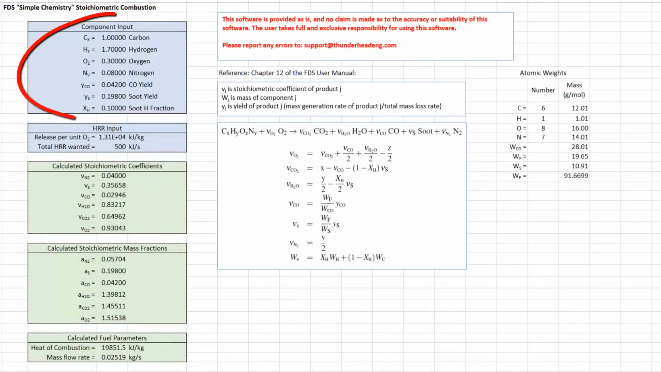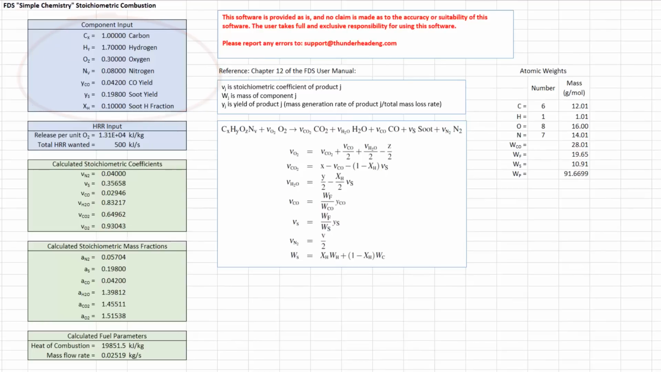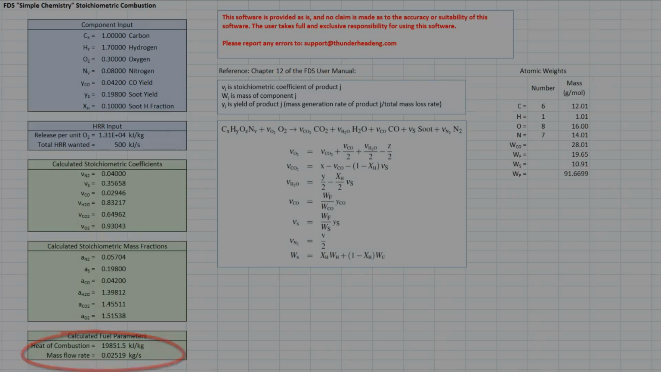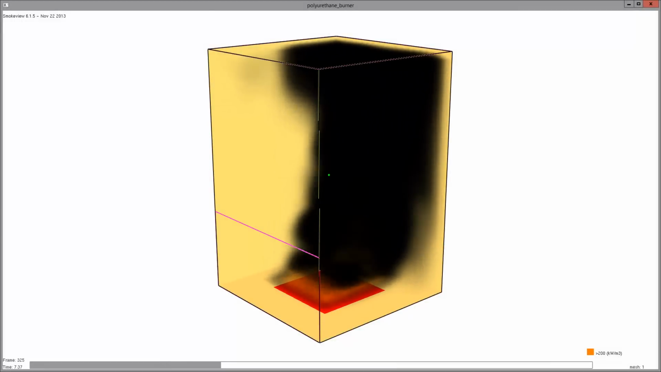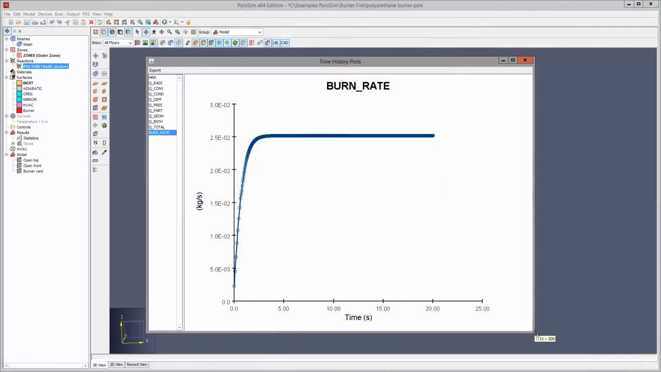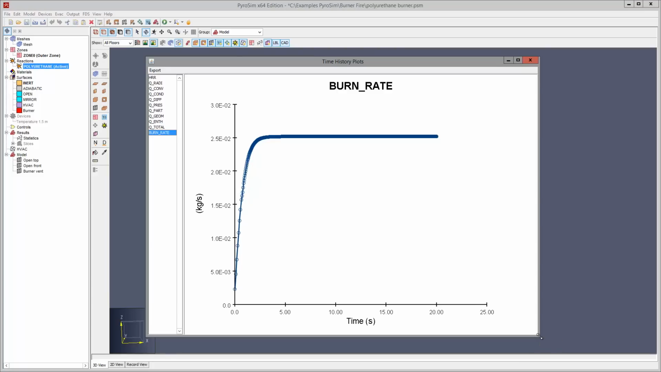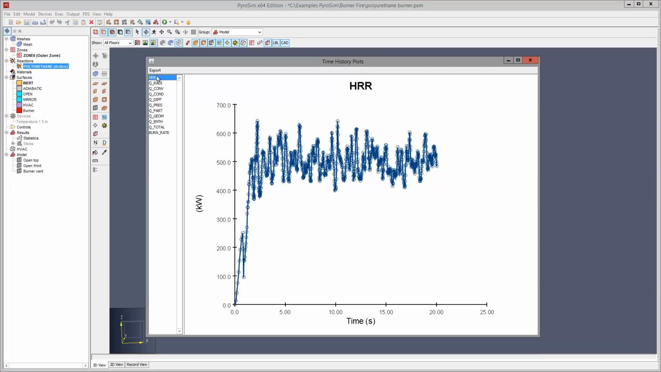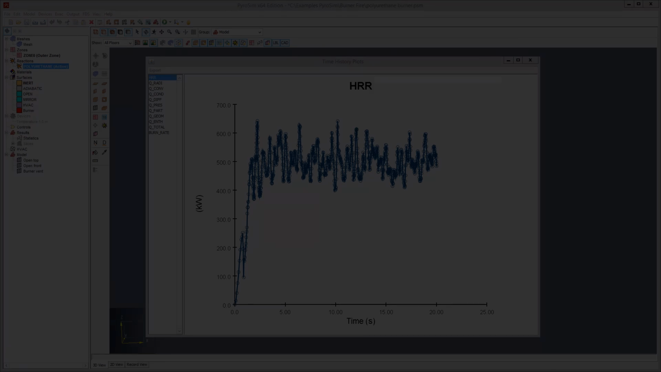We can repeat this verification for the more complex polyurethane case. The expected mass flow rate of fuel is 0.0252 kilograms per second. The combustion produces large amounts of soot, but we still confirm that the expected fuel flow rate matches our calculation and that the desired heat release rate is being calculated.